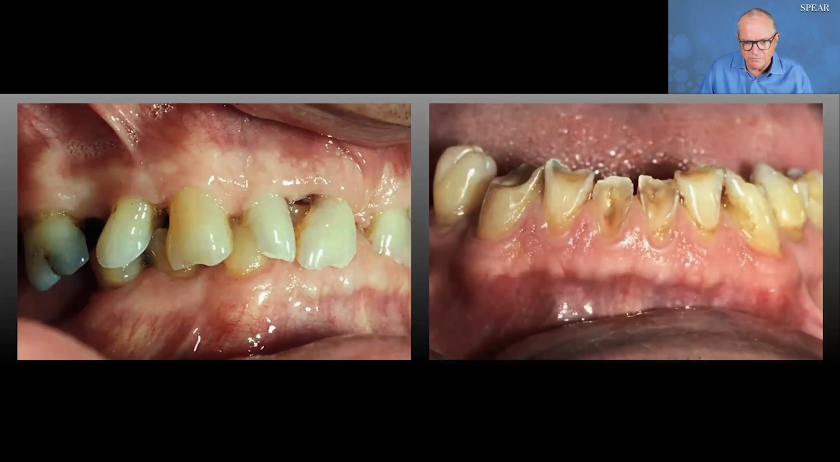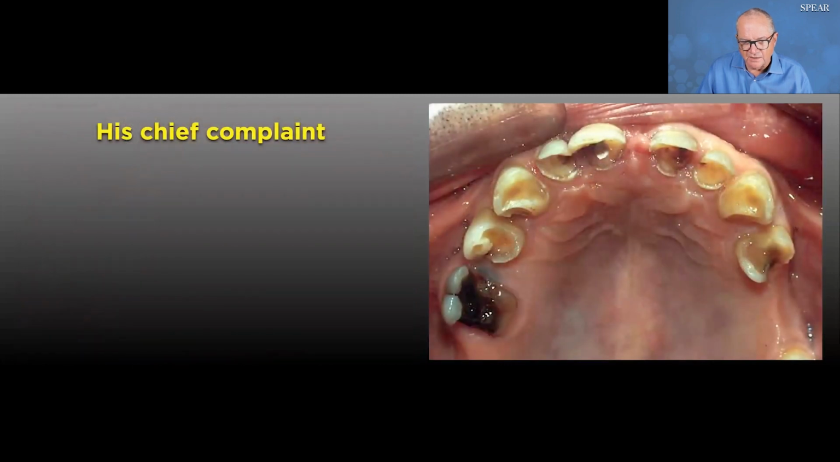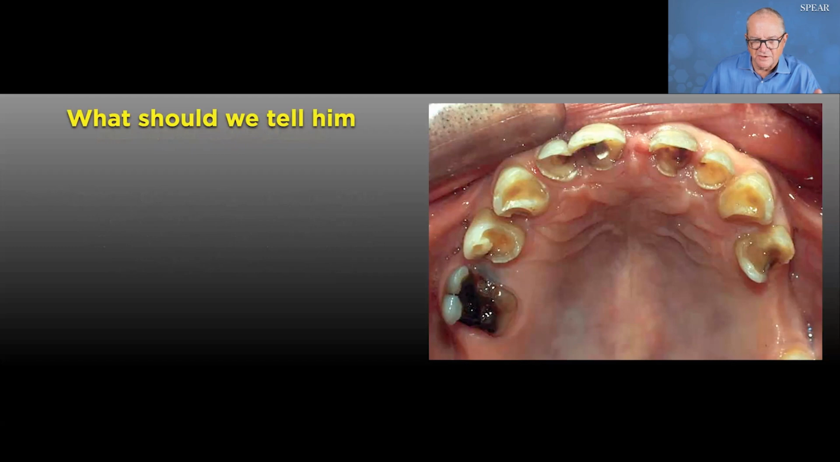And so what was his emergency? He woke up that morning with a piece of amalgam in his mouth, and he wanted to know where it came from. And it came from a lower second premolar. So you take a look at this patient and you say to yourself, I just met him. I'm supposed to, quote, take care of his emergency. What do I tell him?